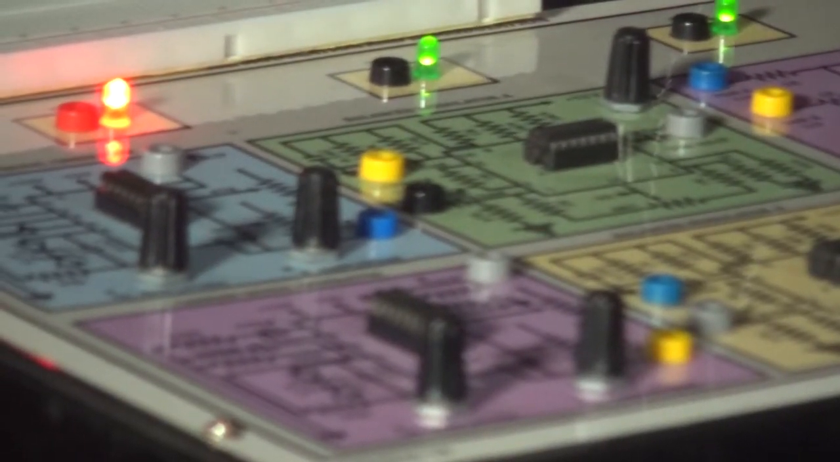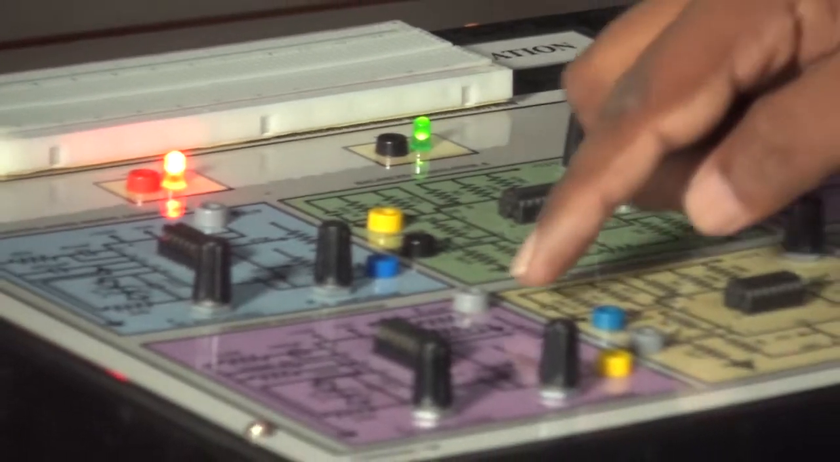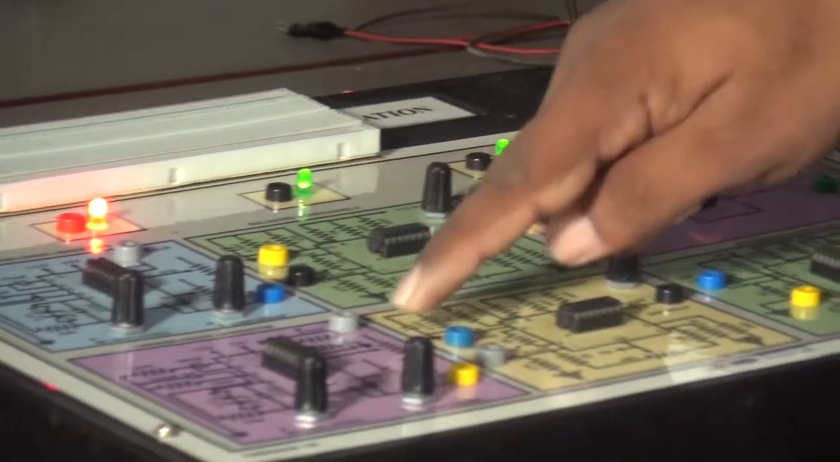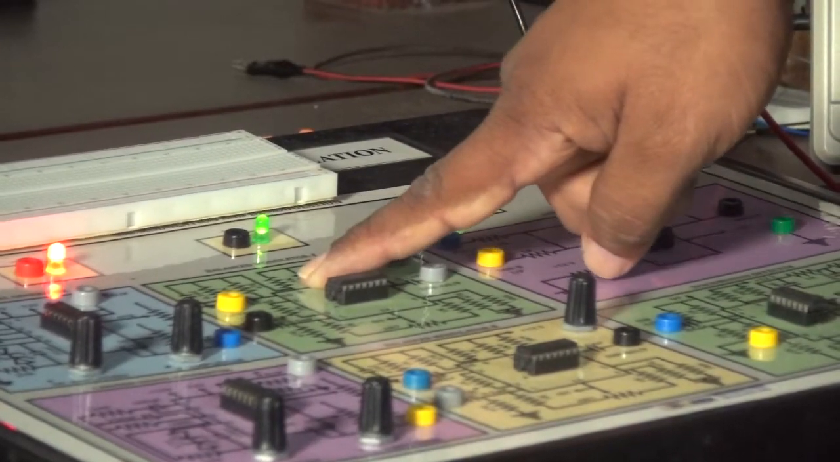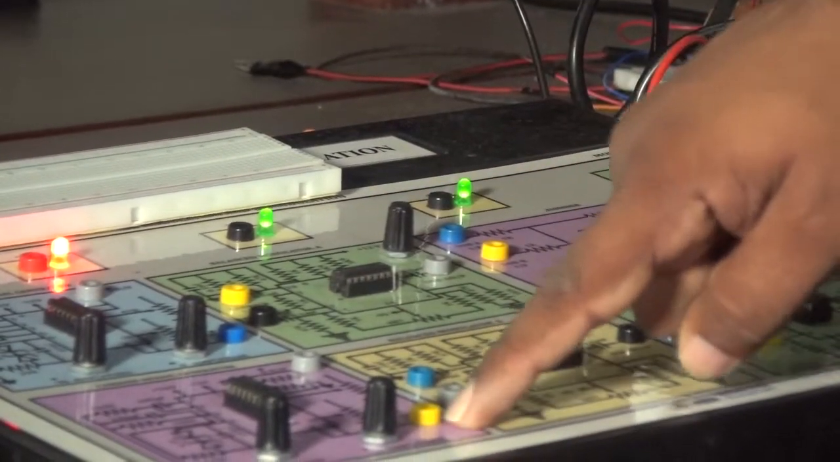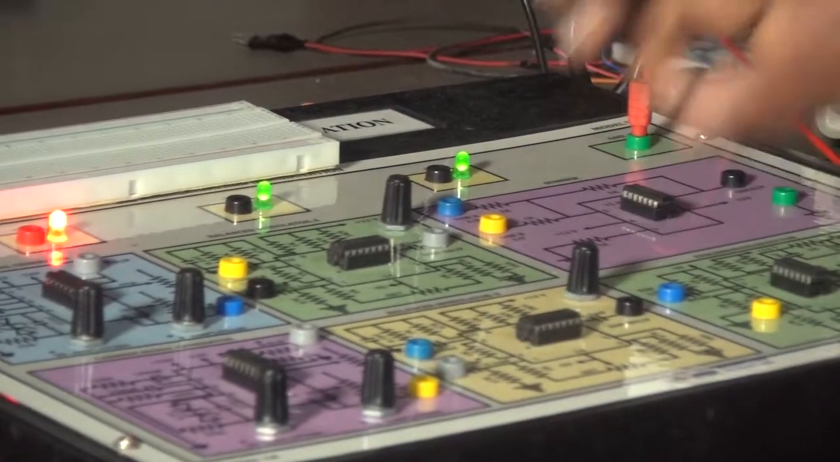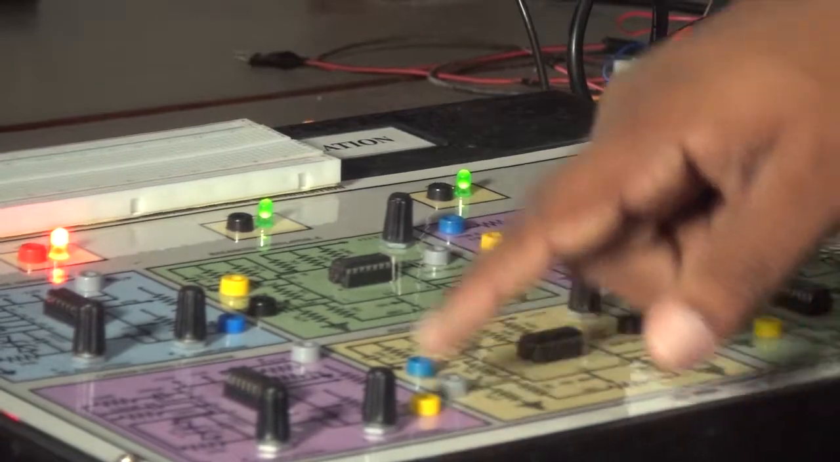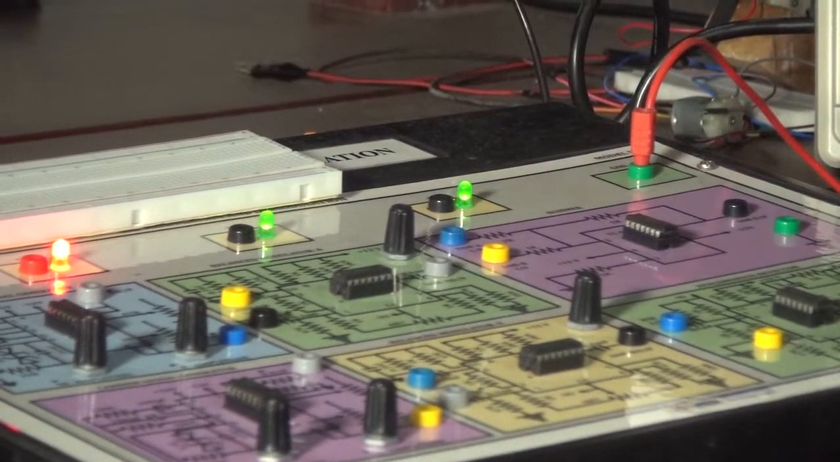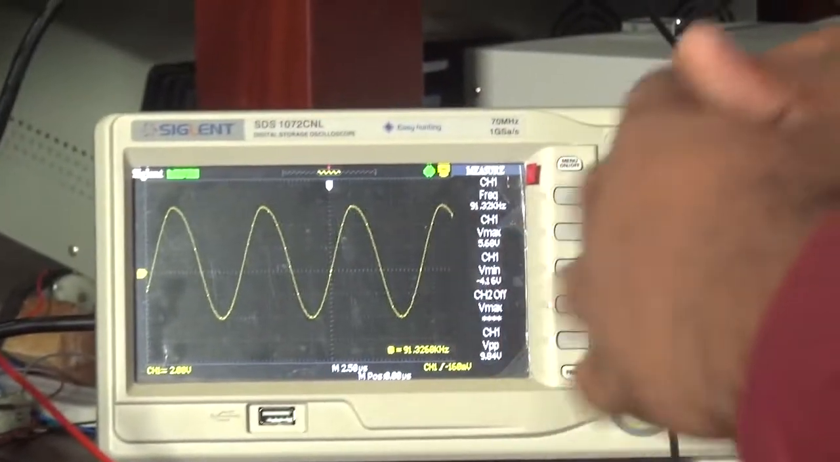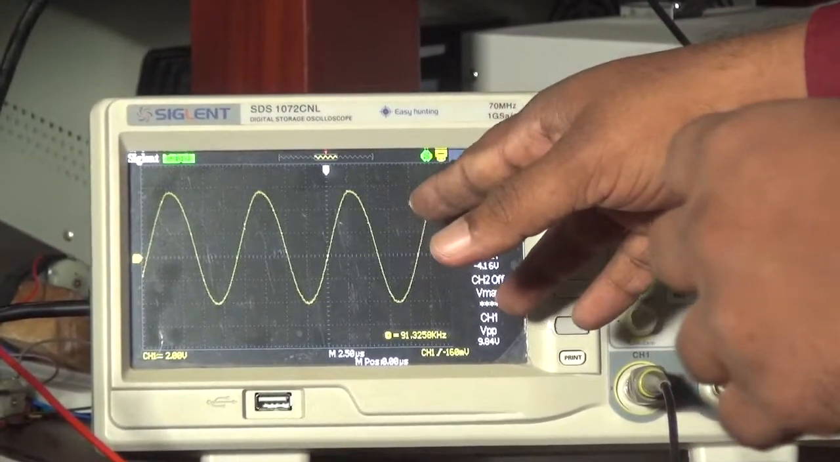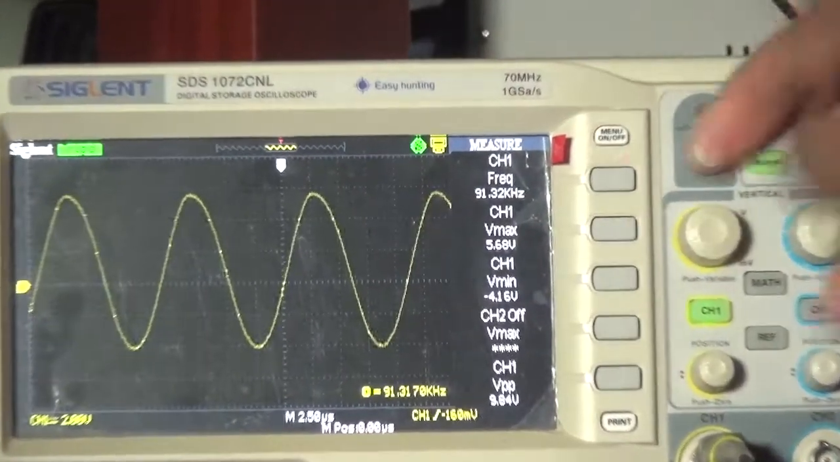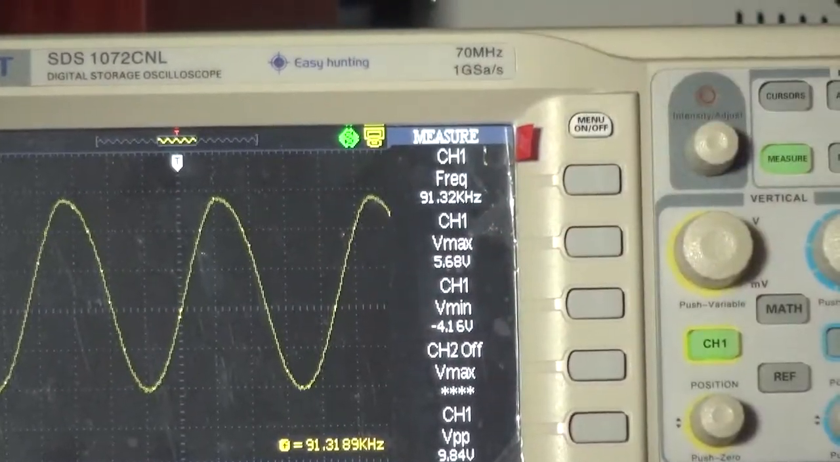The carrier signal generator generates two carrier signals. One is the zero phase carrier signal, which should be given to one AM modulator. The other is the 90 degree phase shifted carrier signal, which should be given to the other balance modulator. Here I am going to see the 90 degree phase shifted carrier signal also, and you can see it is about 91 kilohertz, with the same peak to peak value.